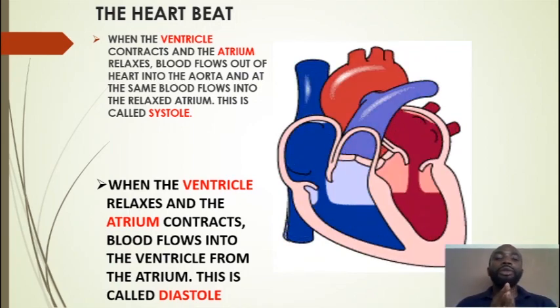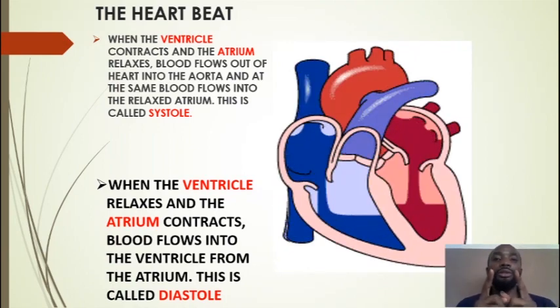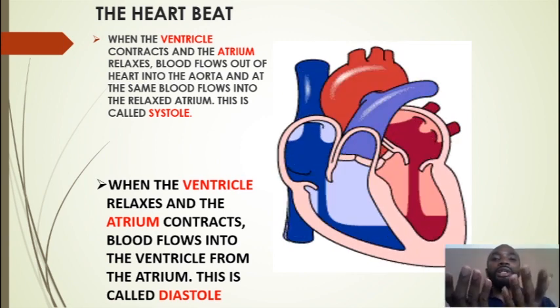Did you see it? Now in systole, let's get it. Systole, ventricle contracts, atria relaxes. Blood leaves the heart through the ventricle, blood enters the heart through the atria. That is in systole. In systole, ventricle contracts, atria relaxes. Blood leaves the heart through the ventricle. Blood enters the heart through the atria.